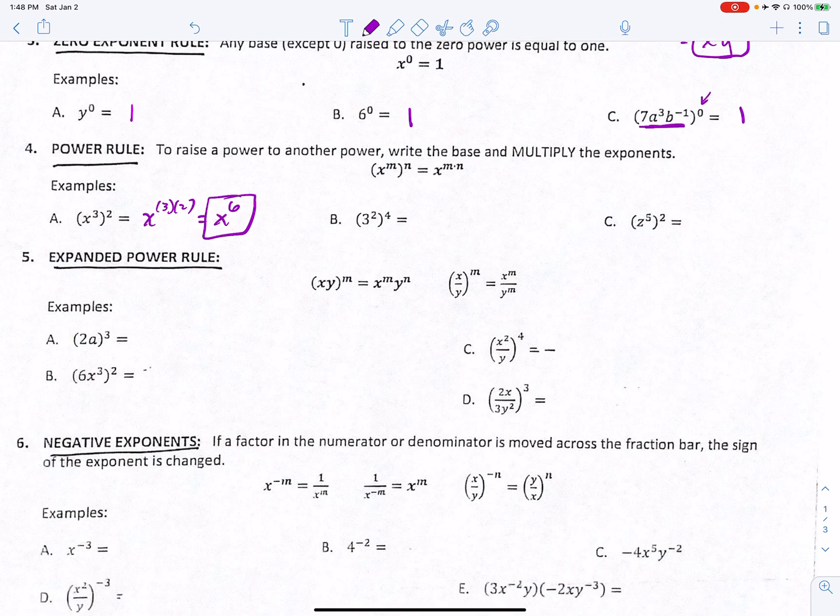In this next one, we have 3 to the 2, to the 4. You're going to multiply the 2 and the 4, and you're going to get 3 to the 8th. You'd probably just leave it like that rather than multiply it out. But if they ask you to, let's see, that is 6,561. But 3 to the 8th would probably be fine. And on the next one, we have z to the 5th raised to the 2nd. You're going to multiply the 5 and the 2, and you're going to get z to the 10th.